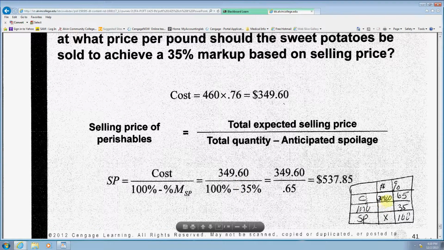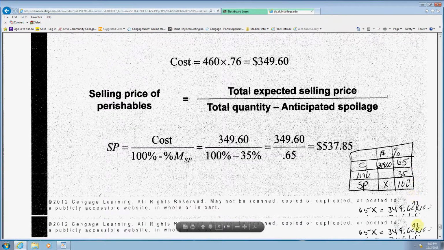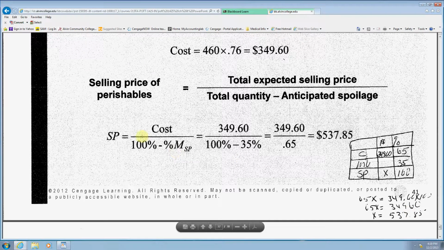So we take our $349.60. We know x was based at 100%. We wanted a 35% markup. So then our percentage based on cost was 65. And then we solved for our four corners. And when we work it out, it will be the same as if we use the cost divided by 100% minus the percent markup based on sales price. $537.85 is our selling price.